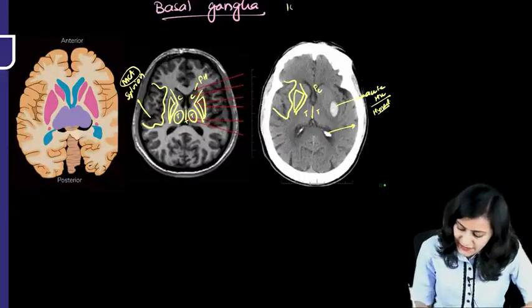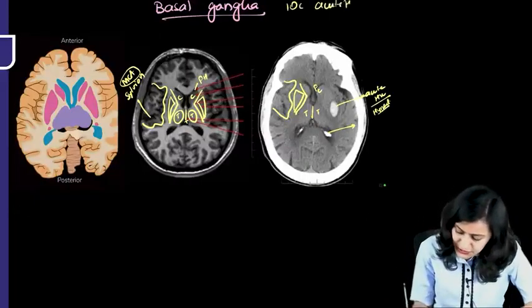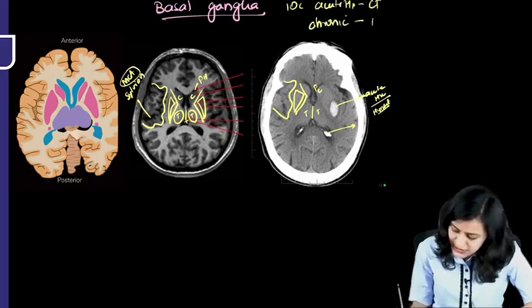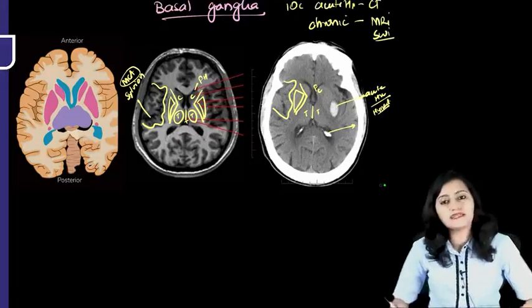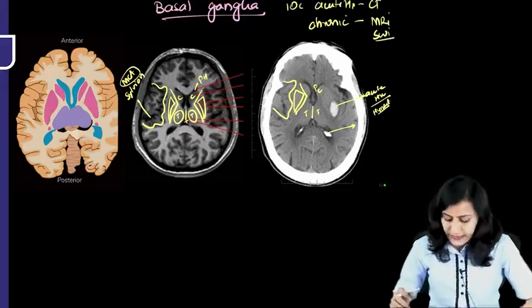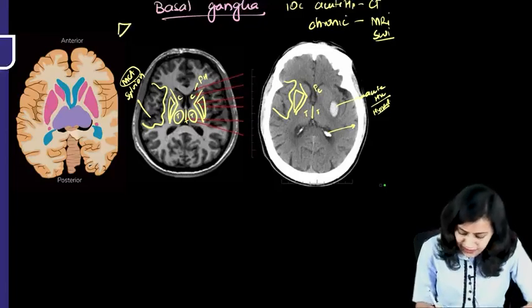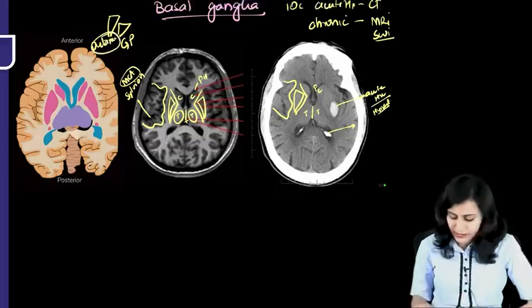So remember that the investigation of choice for acute hemorrhage is CT scan. For chronic hemorrhage, it is MRI. Which sequence did we see? SWI, okay, the SWI sequence. And in the lentiform nucleus, remember that the medial part is the globus pallidus and the lateral part is the putamen. Okay, the lateral is the putamen.